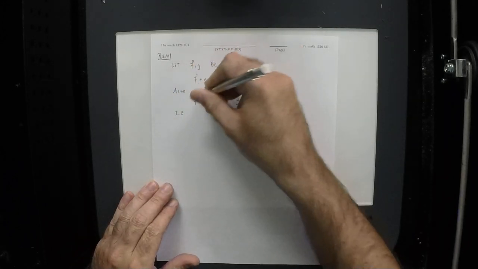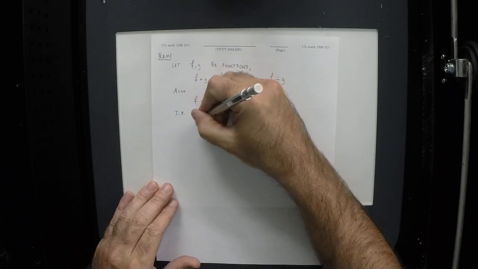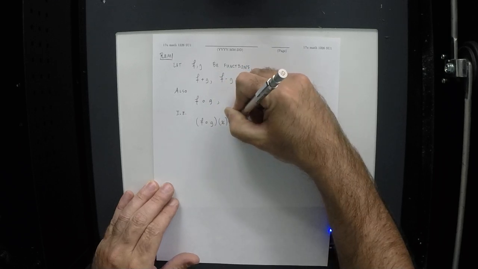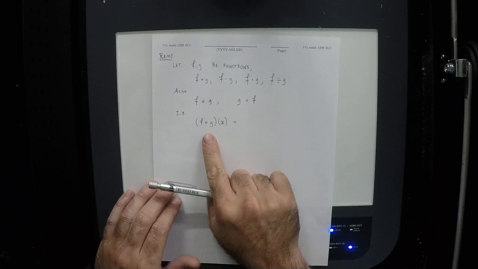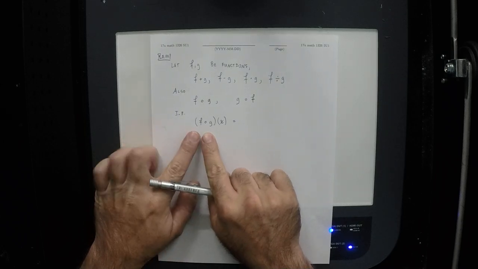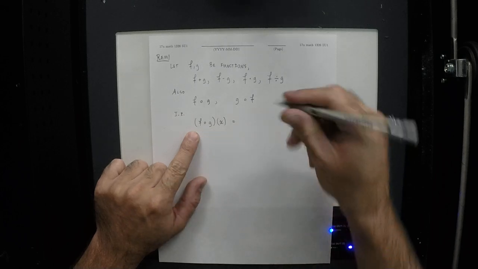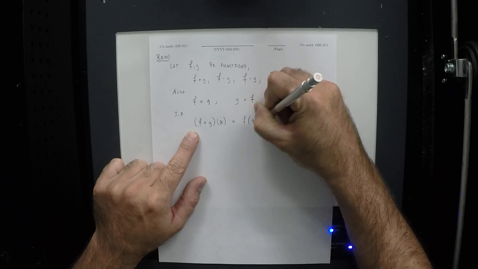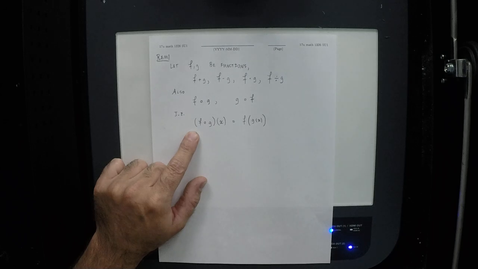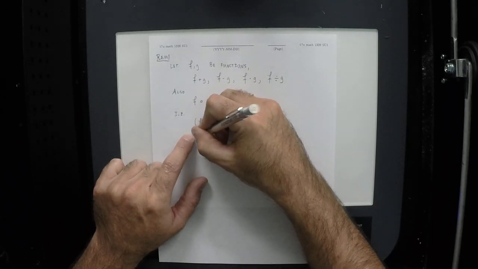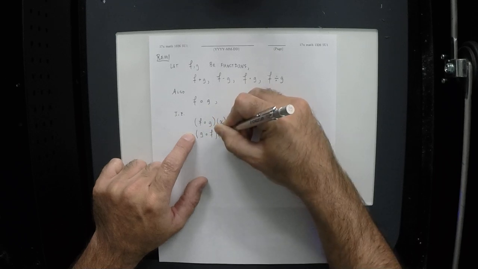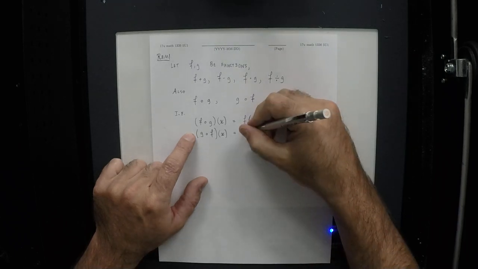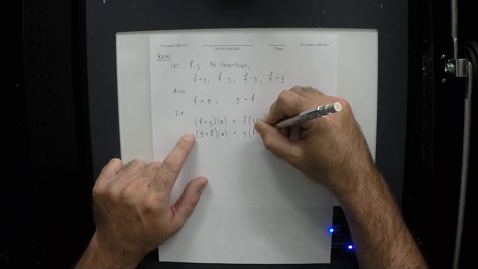So the definition of these in terms of a coordinate, F circ G, evaluate at X. Well, how do you write this without the circ operation? Right. You write it as F evaluated at G of X. Okay, and similarly, G circ F. How do you write this one without? Right. G of F of X.